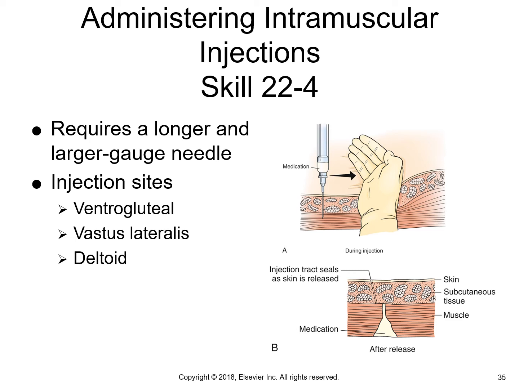An intramuscular injection goes just as it says, into the muscle. This requires a longer needle and sometimes a larger gauge, meaning the medication is sometimes viscous or thick.